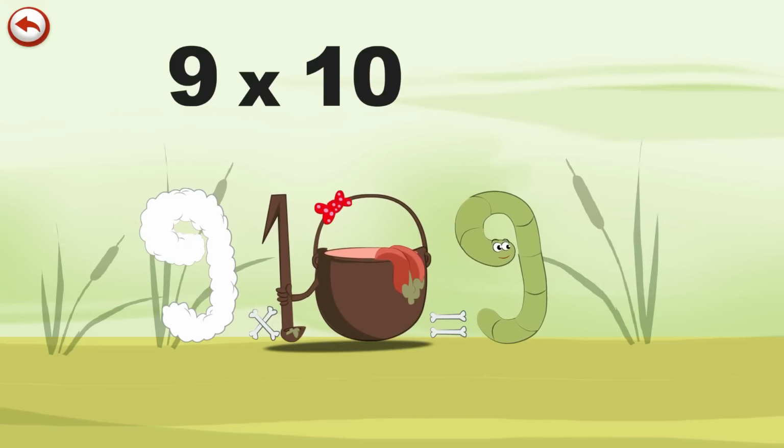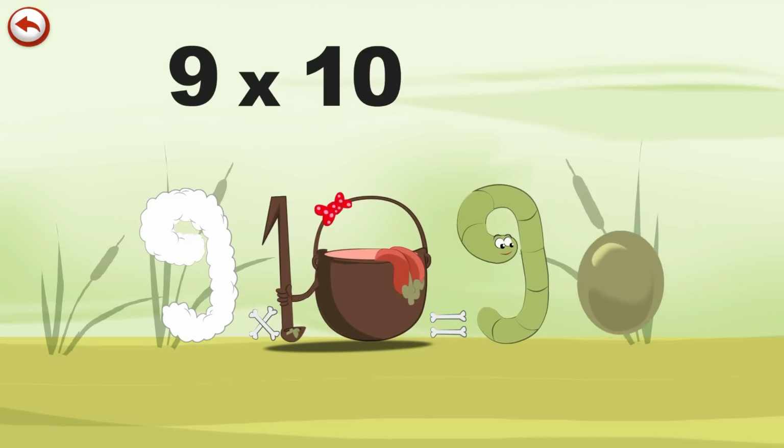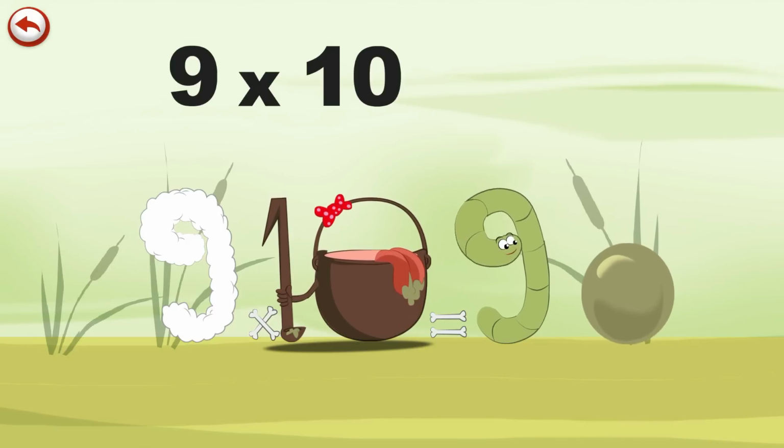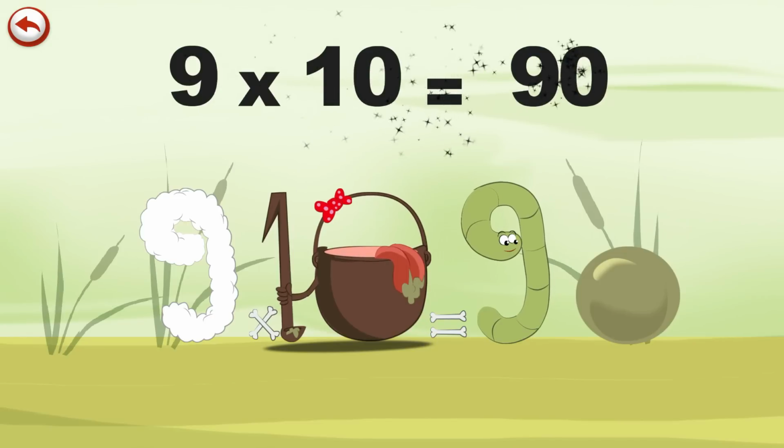He gives an enormous magic burp and blows a bubble in the shape of a 0. 9 times 10 is 90.